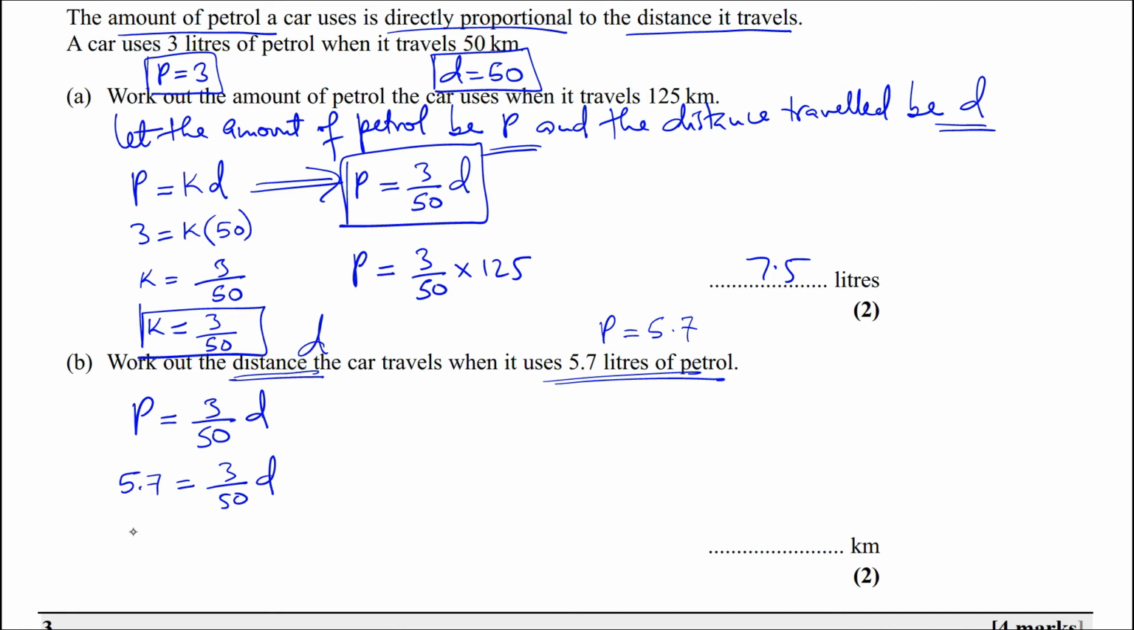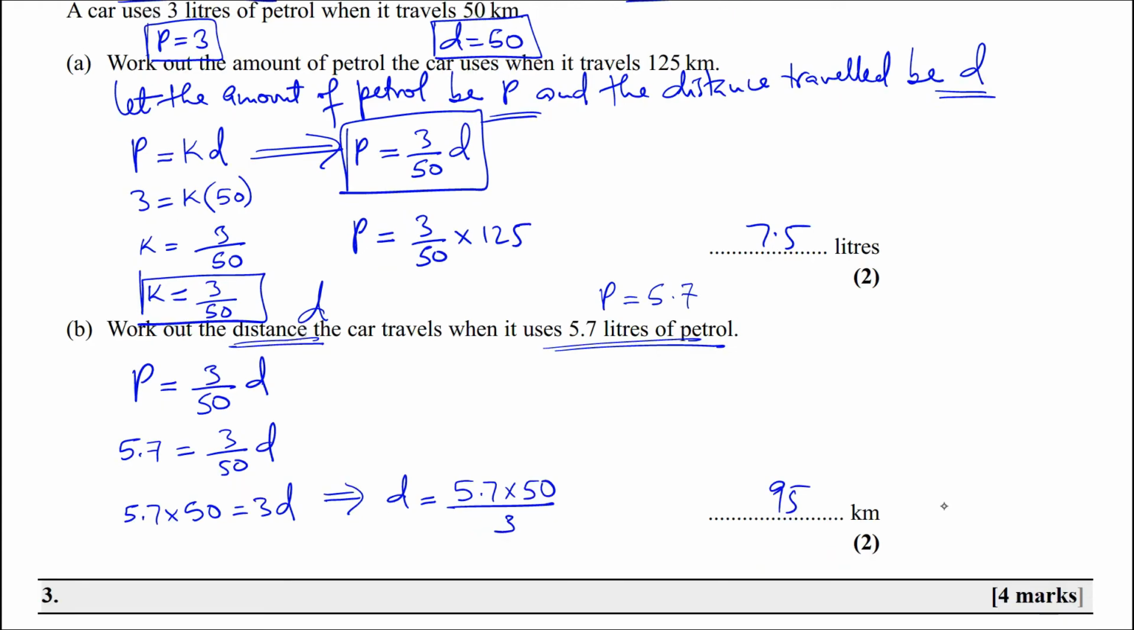Yeah. So 5.7 multiplied by 50 will be equal to 3D. And then we divide by 3. So which implies that D will be equal to 5.7 multiplied by 50 divided by 3. And that will be equal to 95. So 95 kilometers.